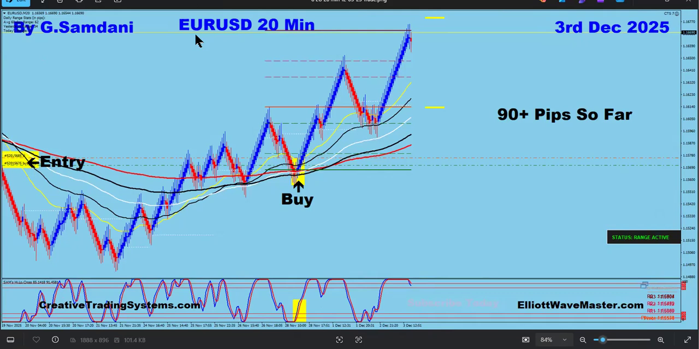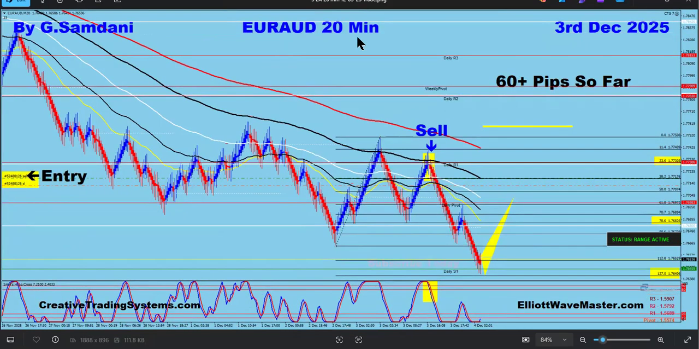This one, Euro USD buy orders right there, and then you can see 90 pip. This was the entry, this was the entry, and this was the entry. All of these entries were perfect. Euro Aussie, this is this.